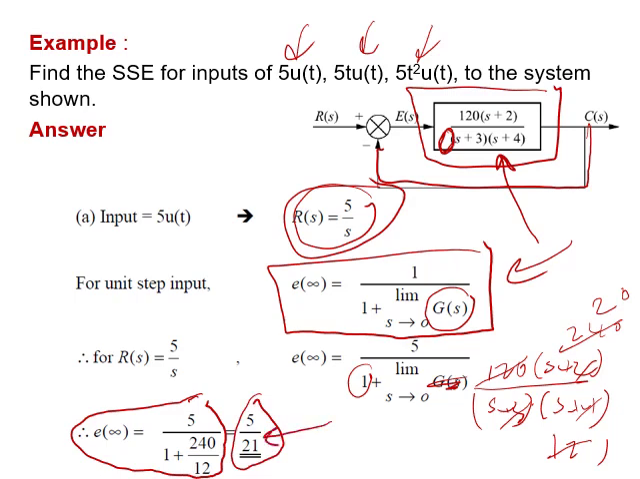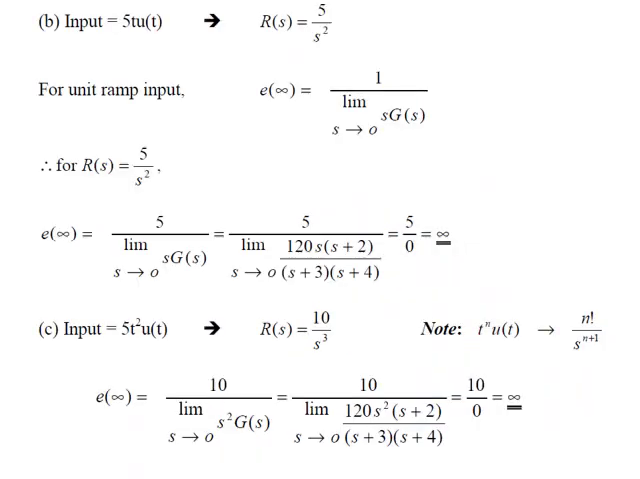That means the error is finite. When I say the error is finite, it means a certain value, which is found to be 5 over 21. How about for the ramp?